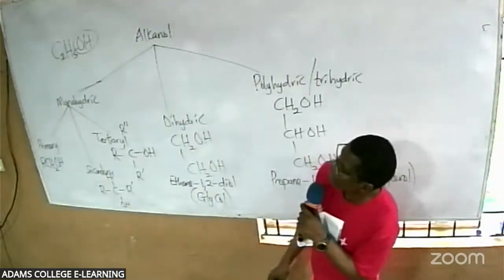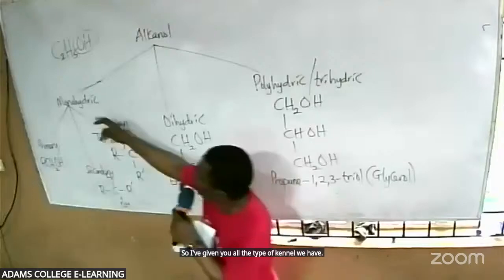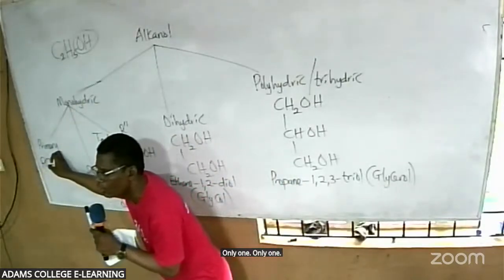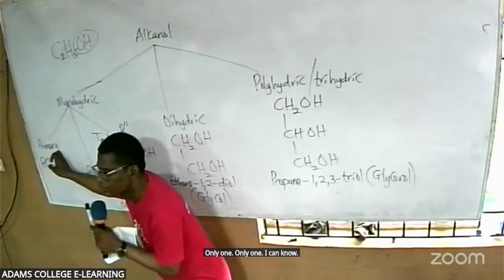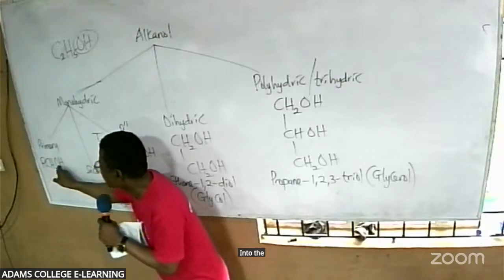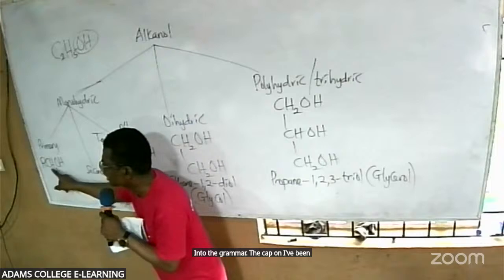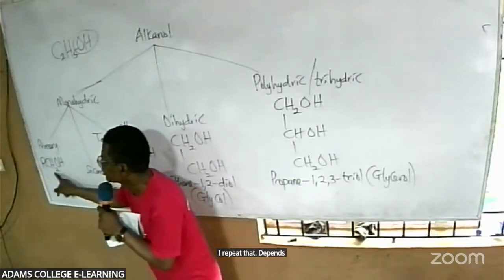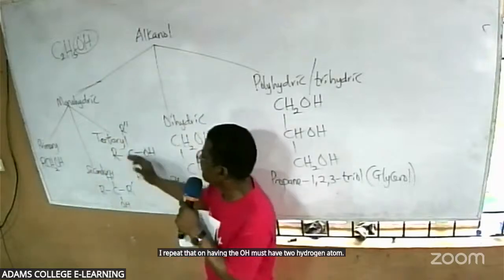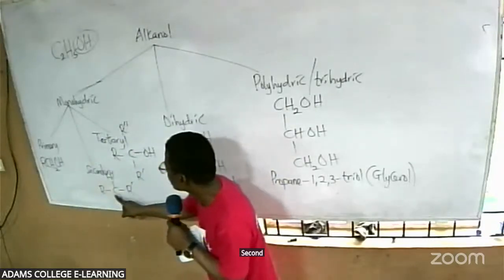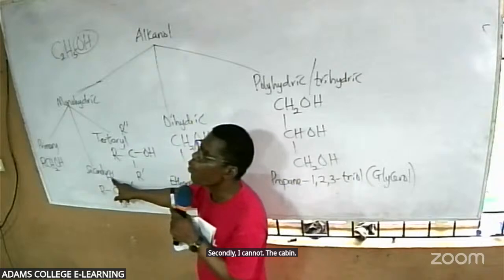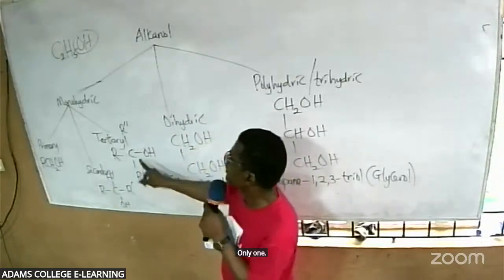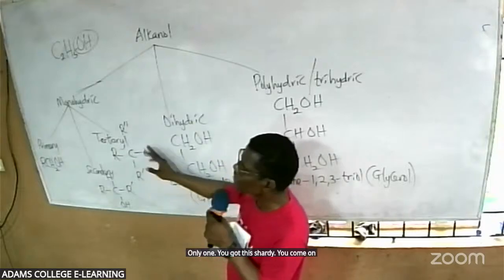So I've given you all the types of alkanol we have. If you are a primary alkanol, the carbon having the OH must have 2 hydrogen atoms. I repeat that. The carbon having the OH must have 2 hydrogen atoms. If you are a secondary alkanol, the carbon having the OH must have 1 hydrogen atom. Only one. If you are tertiary, the carbon having the OH must have no hydrogen.